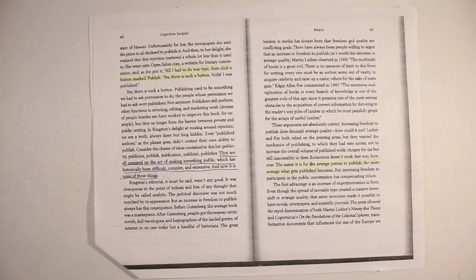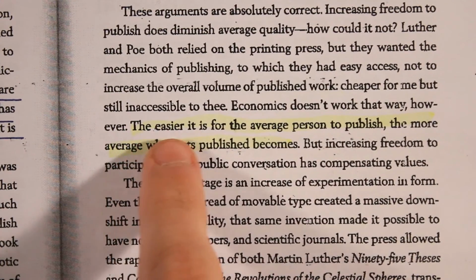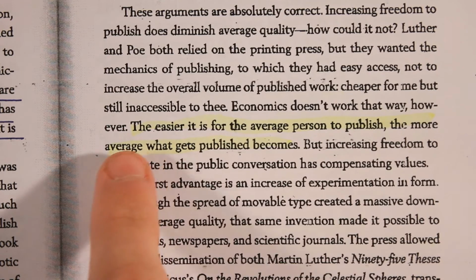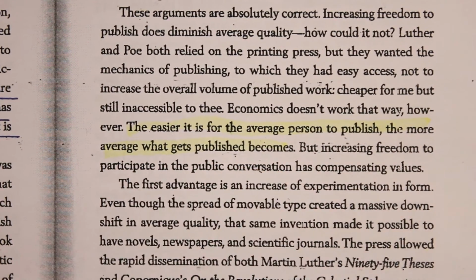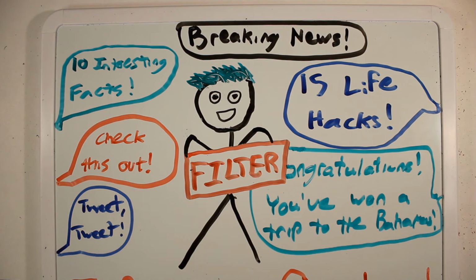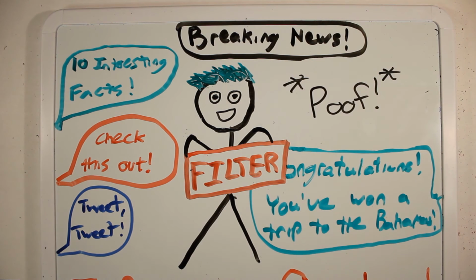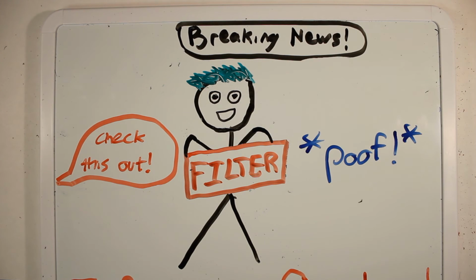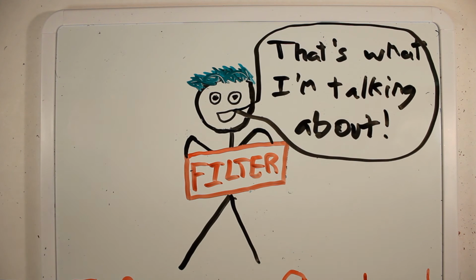As Clay Shirky puts it, the easier it is for the average person to publish, the more average what gets published becomes. But no worries, all we have to do is refine our filters, those little things inside of us that tell us what's important and what's not. This is something that we already do in our daily lives. We're always filtering information, whether we know it or not.